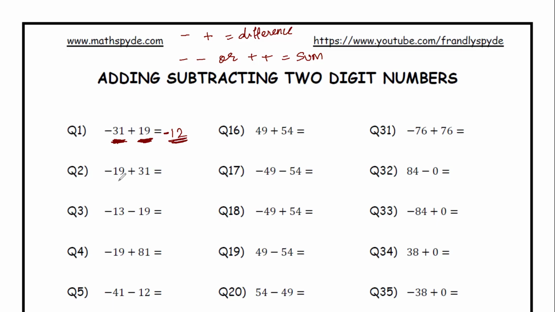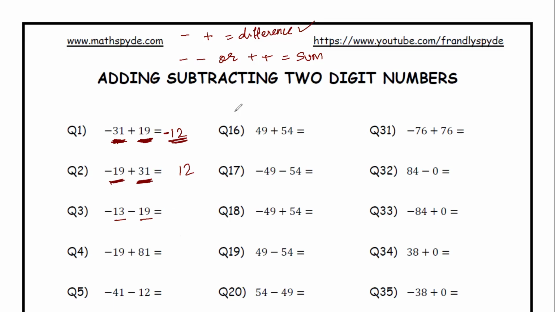Let's try again. There's negative 19 and positive 31. So we'll take the difference, and the difference is 12. Now this output 12 will have the sign of the bigger number. So between 19 and 31, the absolute value we're looking at, 31 is the bigger number and it has a positive sign. So we don't need to put a positive. It's understood, it's positive 12.